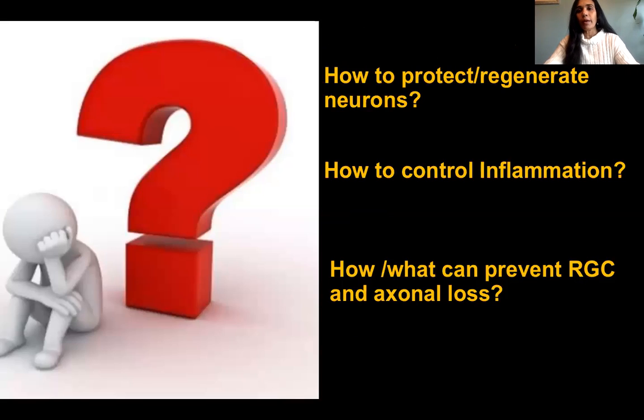So the goal, as I mentioned, is how we can protect or regenerate these neurons. Is it even possible to regenerate neurons? How can we control inflammation, and what can prevent RGCs and axons from loss?